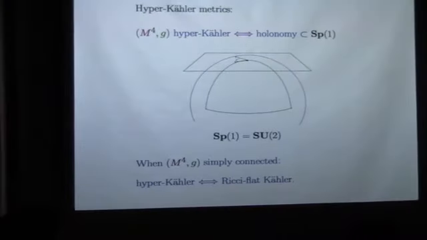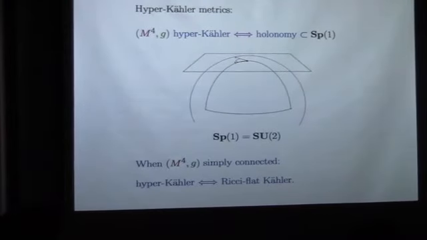There's a special case, which is interesting. In dimension 4, Sp(1) is actually the same group as SU(2). So for simply connected manifolds, Ricci-flat Kähler is the same as hyperkähler. But remembering that hyperkähler also tells you it's not just compatible with one complex structure, it's actually compatible with an entire two-sphere of different complex structures. There's a two-sphere that includes i, j, and k and various combinations of them.